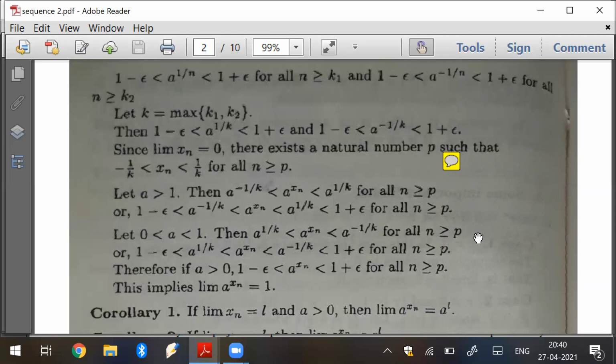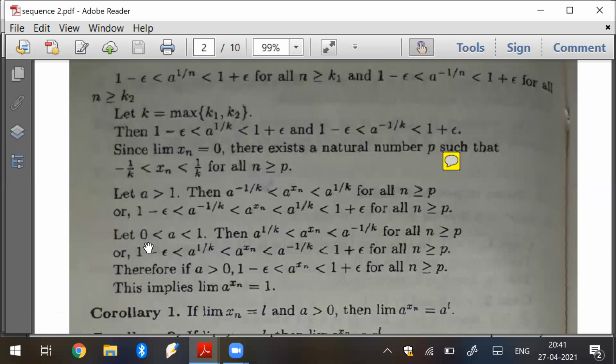Again, using this part, a to the power minus 1 by k is greater than 1 minus epsilon, sorry, not this part, but this part, 1 minus epsilon here. A to the power 1 by k is greater than this thing, so I put it here, and a to the power minus 1 by k is less than 1 plus epsilon, so I put it here. So altogether I get this relation. You see, no matter whether a is greater than 1 or a is less than 1, you are always getting this relation: a to the power xn is lying between 1 minus epsilon and 1 plus epsilon.